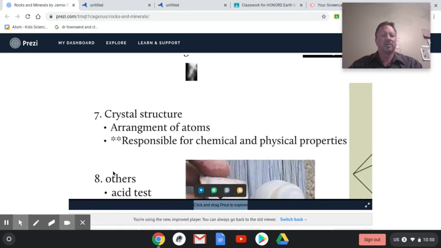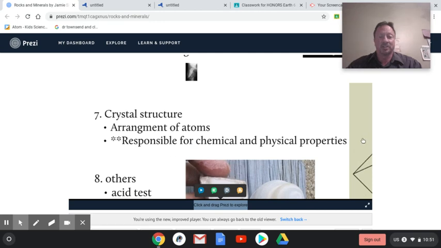Another way of classifying minerals is crystal structure, and this is talking about the arrangement of atoms. You see I have two stars here. This is extremely important. They ask it very commonly: what property of a mineral is responsible for its boiling point, its cleavage, its fracture, its streak, its luster? That is all its arrangement of atoms. The way the atoms are arranged determines all these chemical and physical properties. They ask it many, many times. Sometimes they'll say atomic arrangement, and that's the same thing.